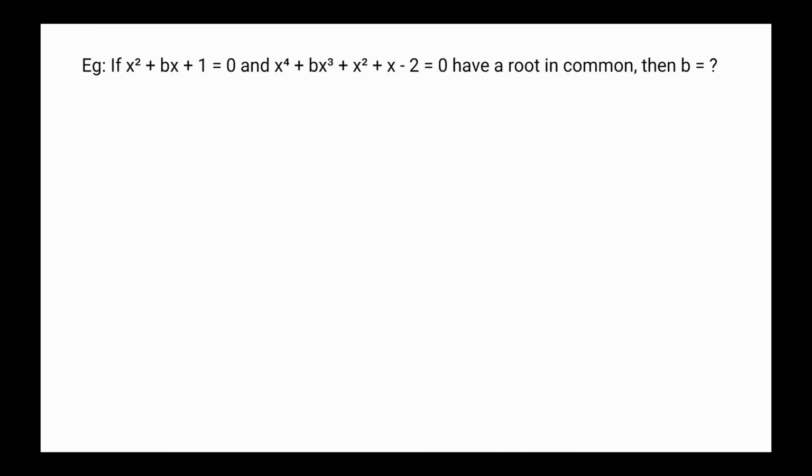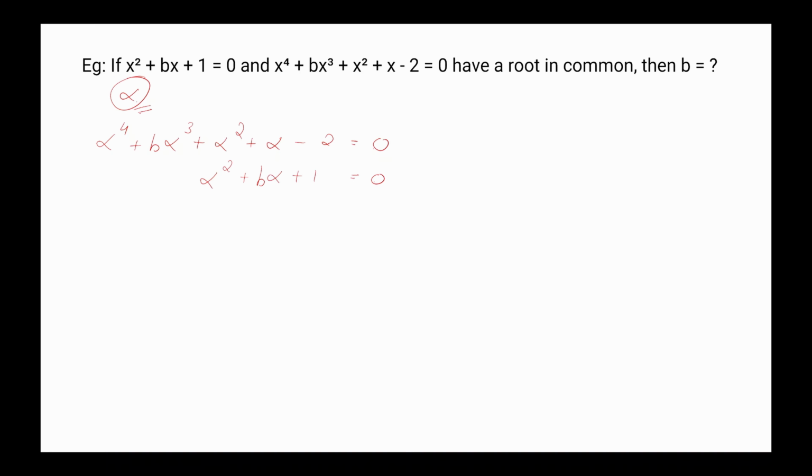x square plus bx plus 1 and the biquadratic have one root in common. So let me assume alpha is the common root in both the equations. If alpha is the common root, it would satisfy both the equations. So one equation would become alpha to the power 4 plus b alpha cube plus alpha square plus alpha minus 2 is equal to 0, and the other equation would be alpha square plus b alpha plus 1 is equal to 0. Now to find my common root, what is the main problem in these two equations?